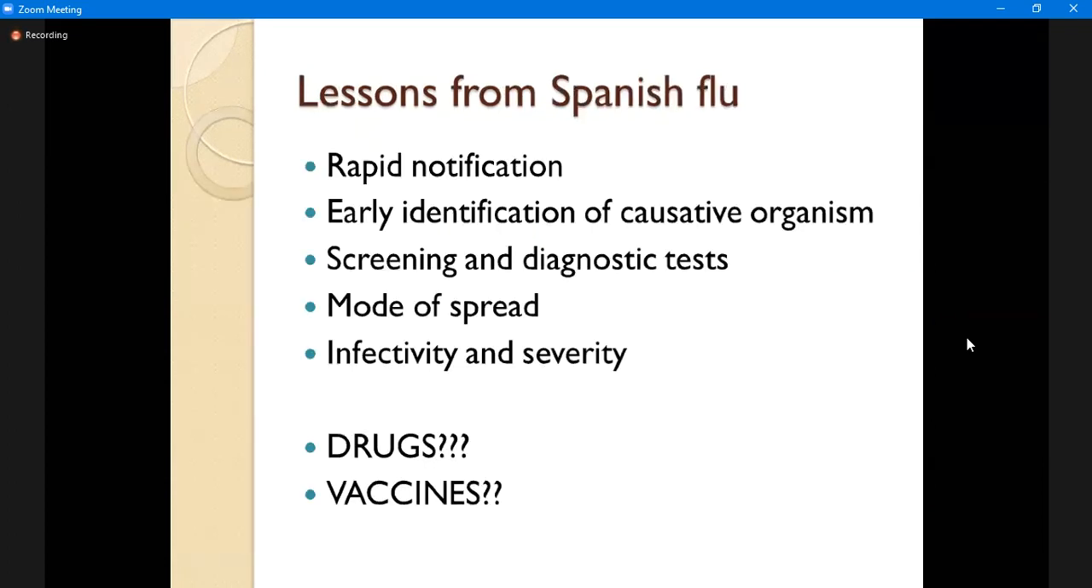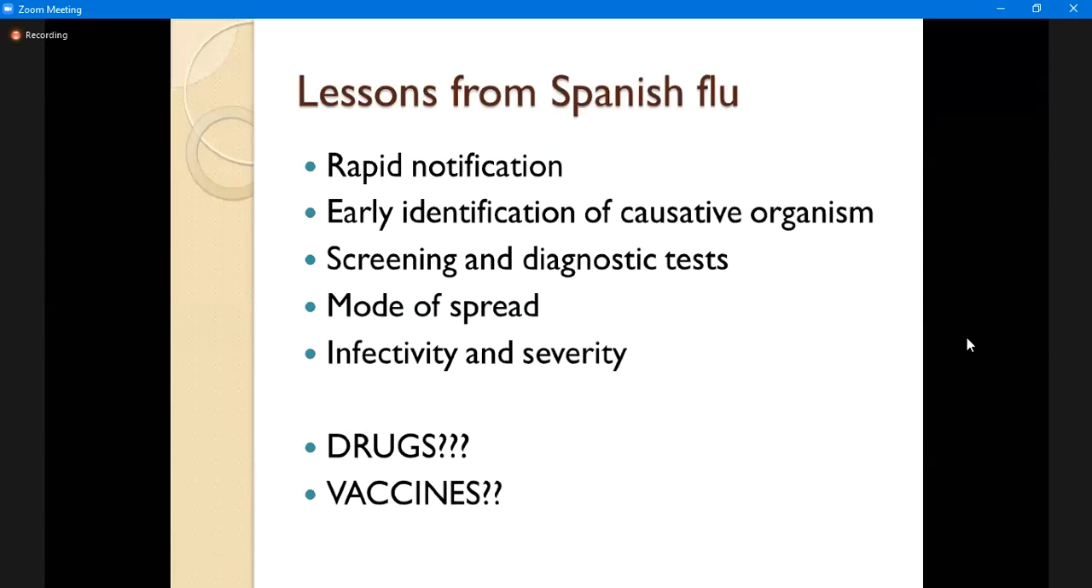Now, have we learned lessons from the Spanish flu? I think we have. Now, rapid notification. I think it was Champa's lecture. She said that the first case in the world was reported on 31st of December 2019, if I remember correctly. And then around the 7th, they knew it was a new disease. Two weeks later, they had a genome and a genetic profile of the virus. So within 2 weeks, within 1 month, they knew everything.